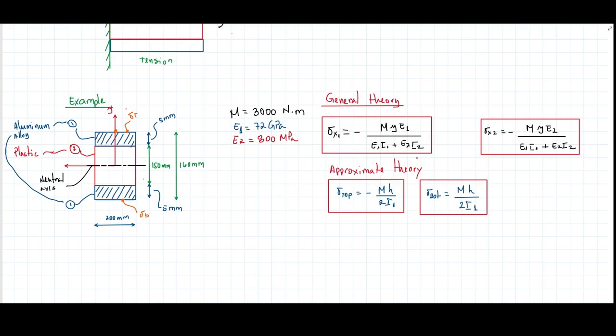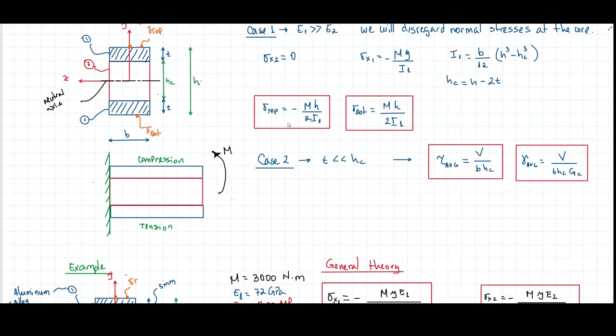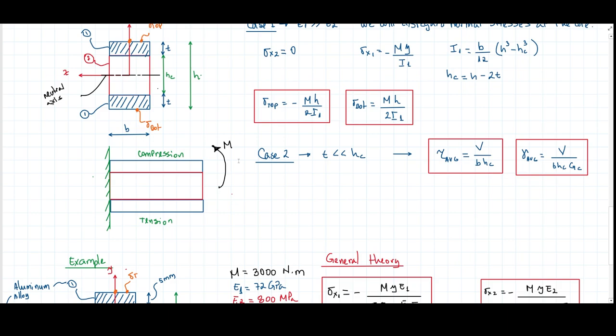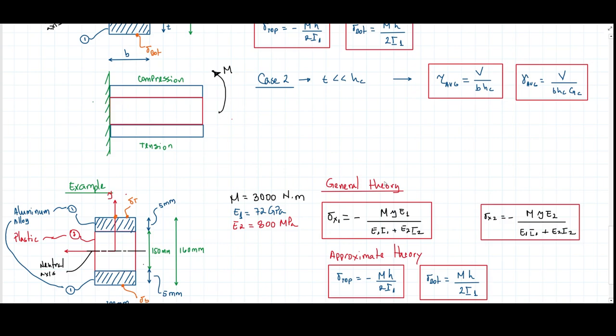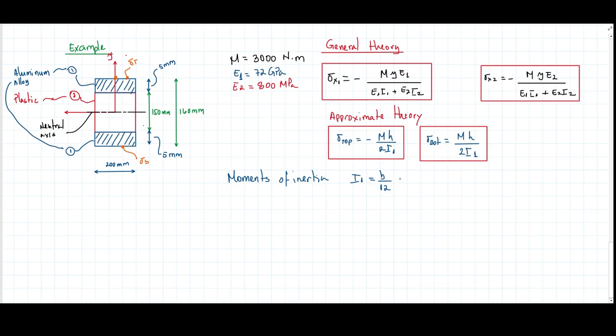And in both cases, one thing that we need to have is what are the moments of inertia? So we said that there are moments of inertia. Then the moment of inertia of material one, we know that we could use this formula to calculate it, this one here. So that would be, let me write down the formula again. B divided by 12, H to the power of 3, H C to the power of 3. And that's going to be equal to what?